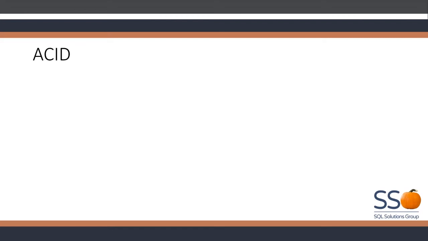All right, ACID. Anybody who's ever read a book or taken a class in any kind of relational database likely has heard this term, ACID. It's an acronym. It stands for atomic, consistent, isolated, and durable. These are the characteristics of a database management system, and specifically of our transactions, of our data, that need to exist in order for it to be a transactionally consistent relational DBMS.